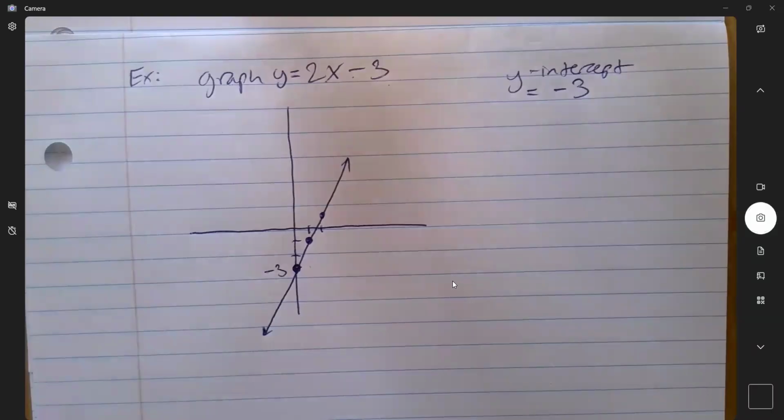And in your worksheet, you're just going to get a lot of practice doing that, either graphing the function if you have the slope and the intercept, or finding the equation if you're given the graph. So let's do one more example.